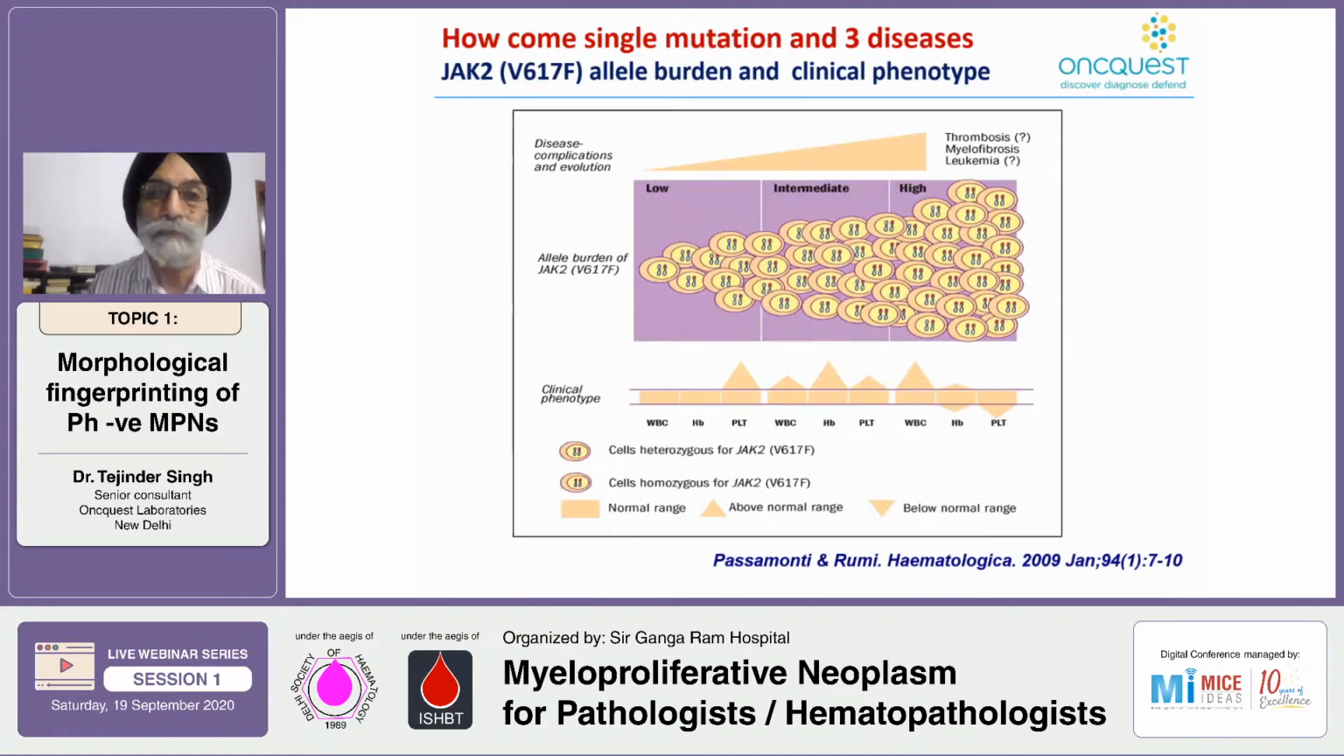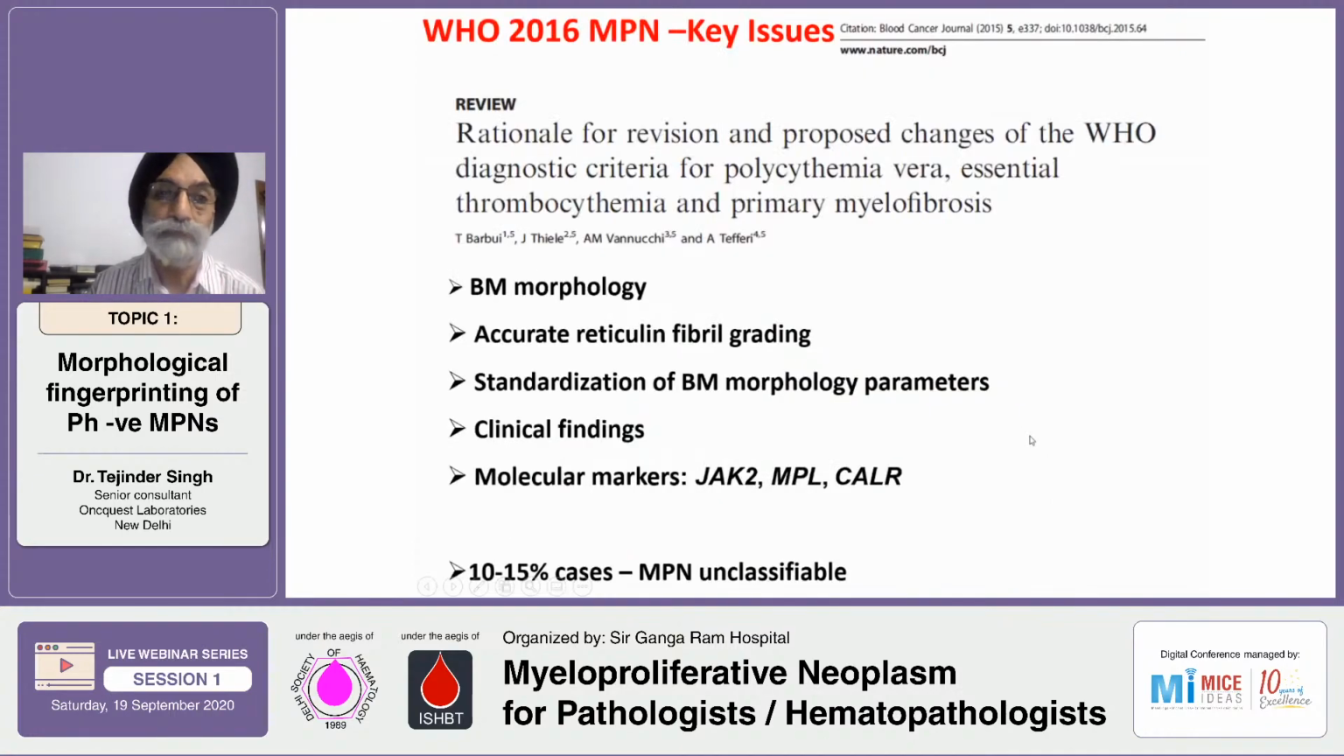Now, as far as JAK2 is concerned, JAK2 is a mutation which can give rise to ET, it can give rise to polycythemia vera, and it can also give rise to primary myelofibrosis. Now, why does it happen? If the allele burden is low, then it is ET. If it is intermediate, it is polycythemia vera, and if it is very high, then it becomes a case of myelofibrosis.